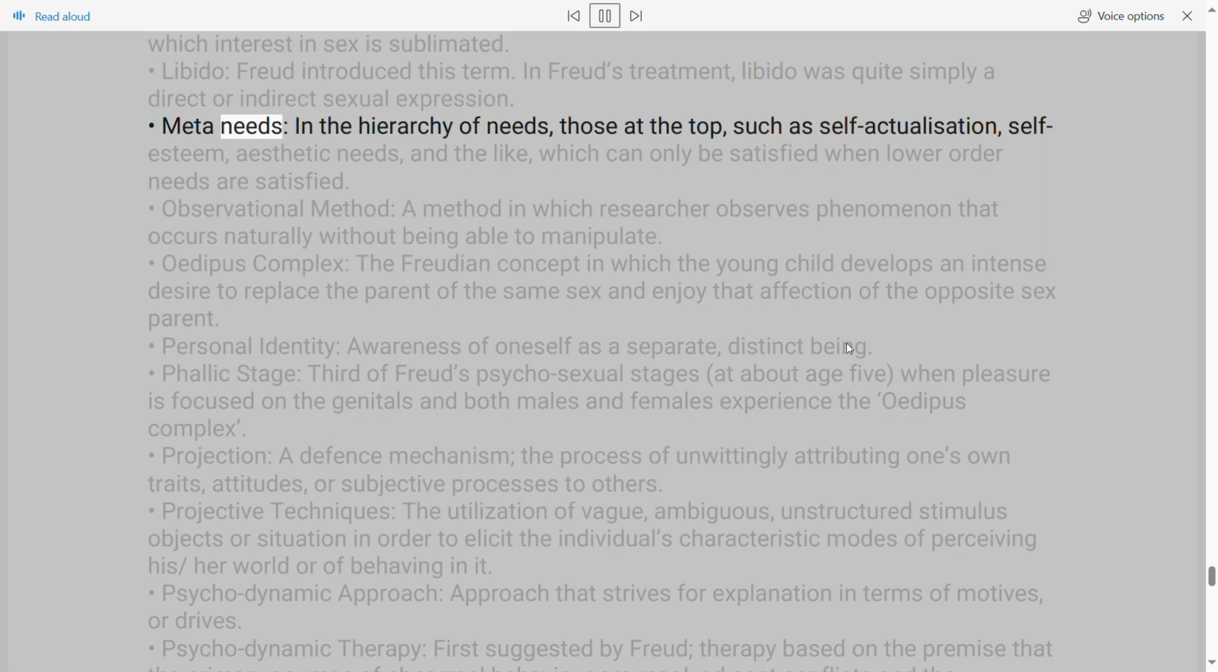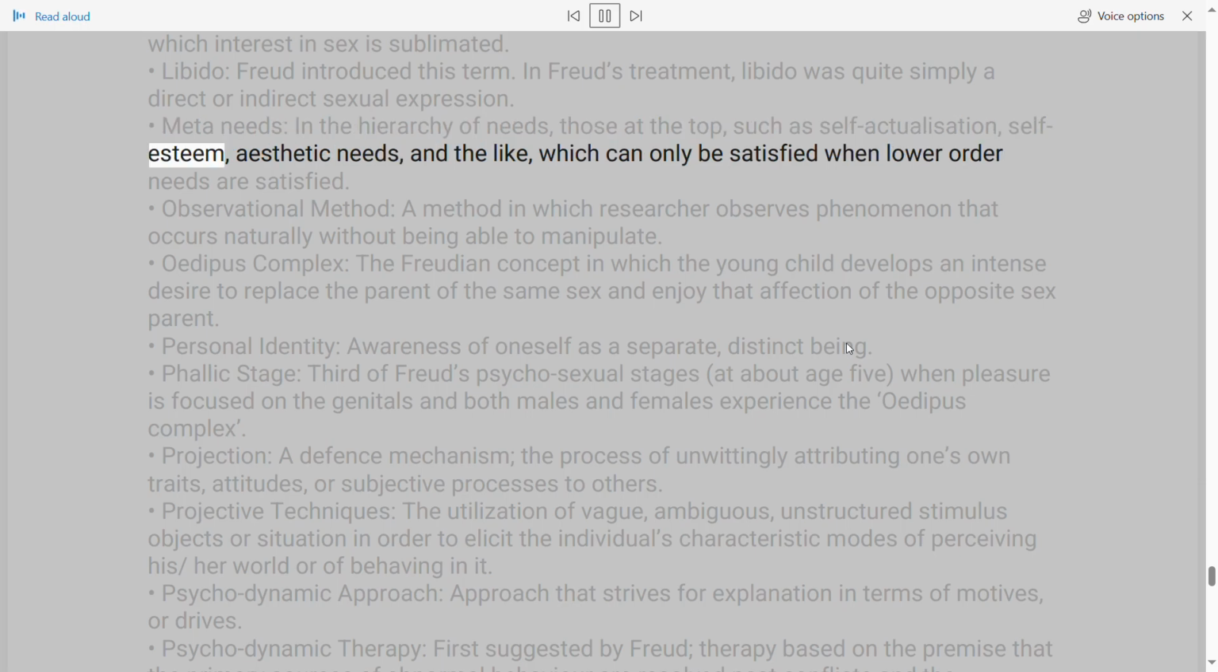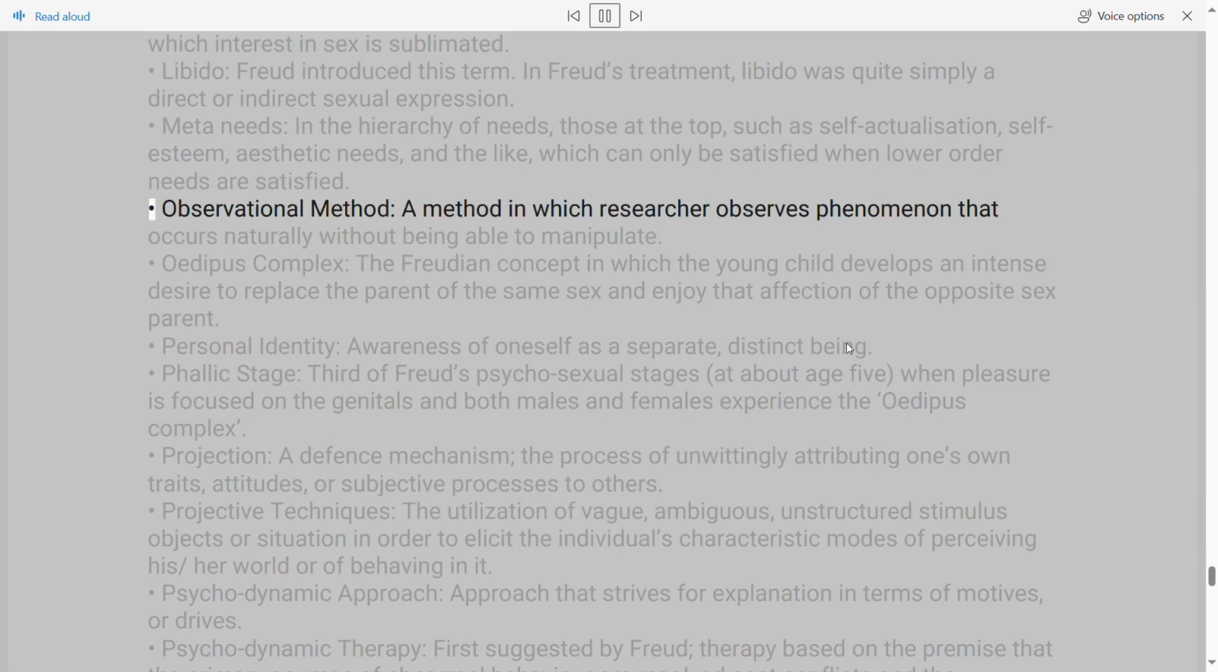Meta-needs, in the hierarchy of needs, those at the top, such as self-actualization, self-esteem, aesthetic needs, and the like, which can only be satisfied when lower-order needs are satisfied. Observational method, a method in which the researcher observes a phenomenon that occurs naturally without being able to manipulate it.